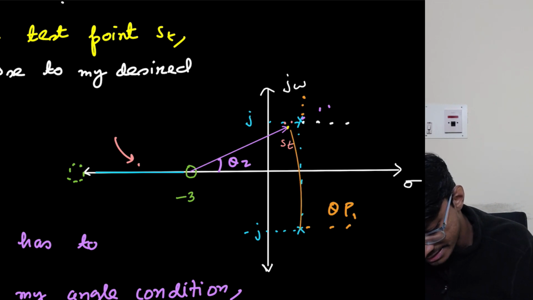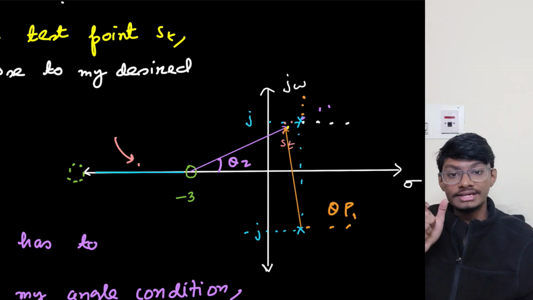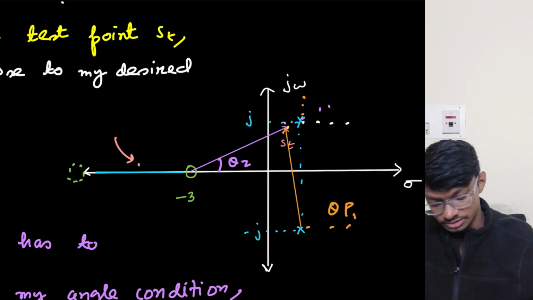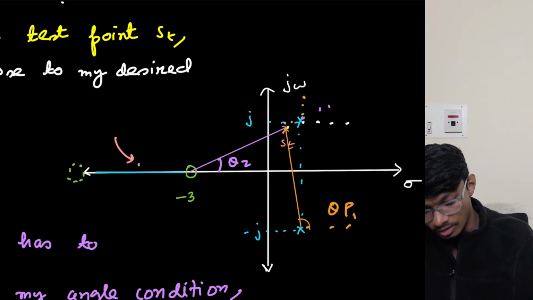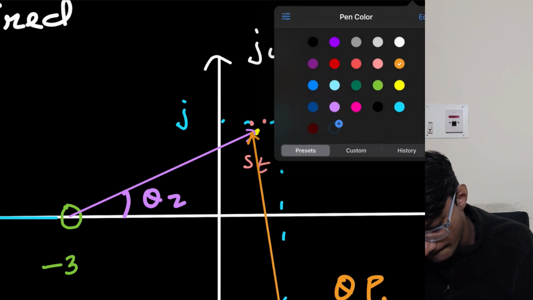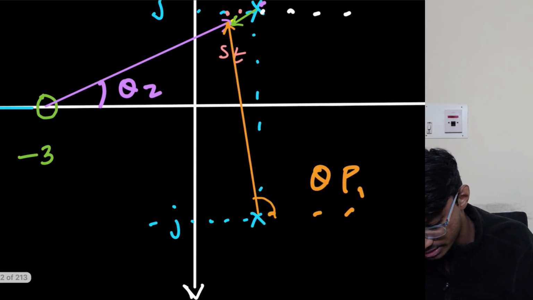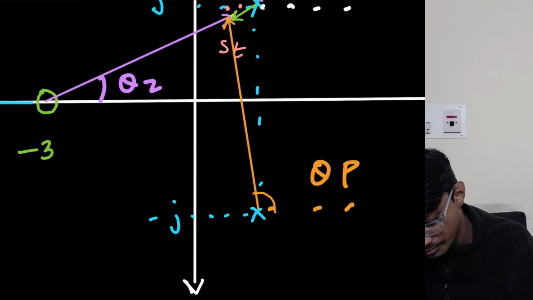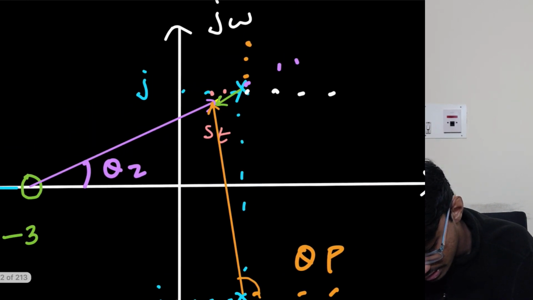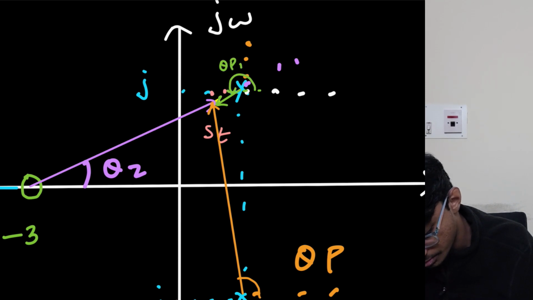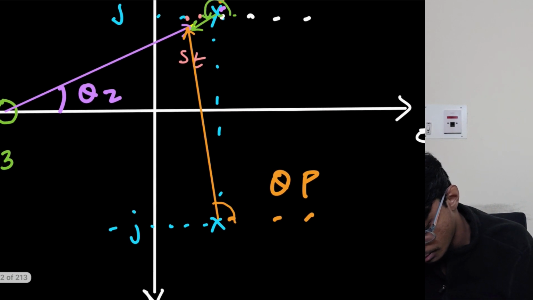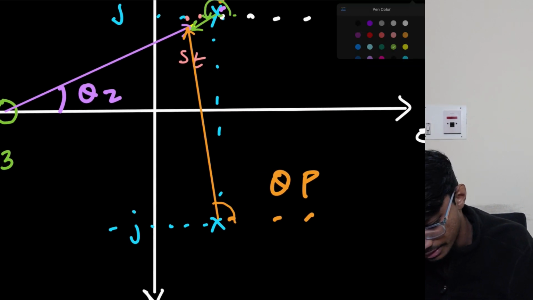So what each of the poles and zeros are contributing overall to this test point will determine the condition of whether this test point will lie on the root locus or not, right? Let's say this is theta p1 and this is theta z, and also some angle will come from here. I will name this one theta p2 and this one theta p1, with respect to the x-axis.